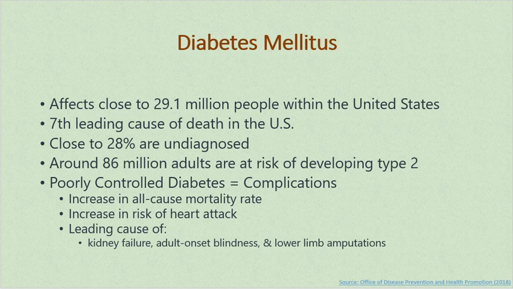And for those that are diagnosed, the all-cause mortality rate increases by 1.8 times when compared to those that are undiagnosed. The risk of heart attack increases by 1.8 times in those diagnosed. Also, in those diagnosed, it is the leading cause of kidney failures, adult onset blindness, and lower limb amputations. In the U.S. and throughout the world, the number of diabetes cases continues to rise.